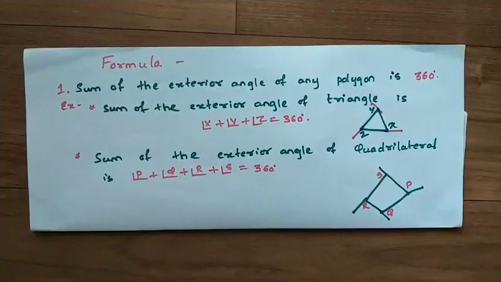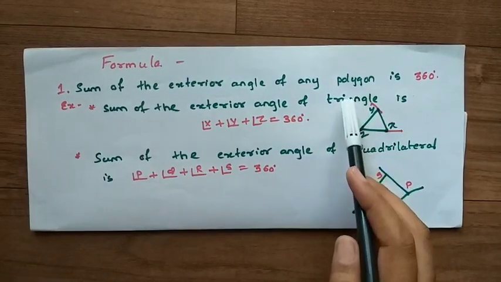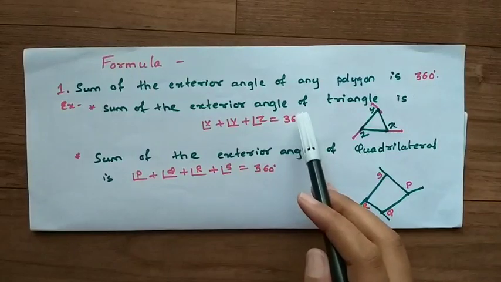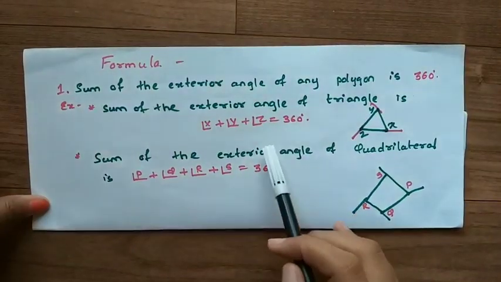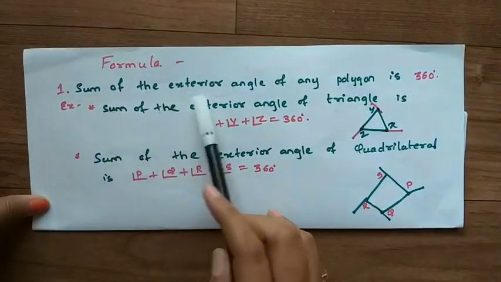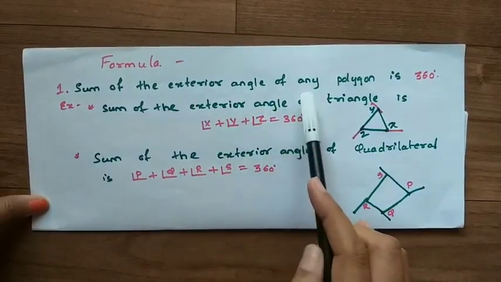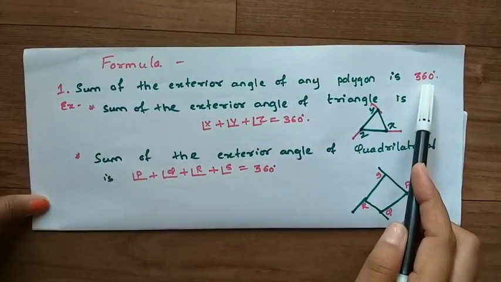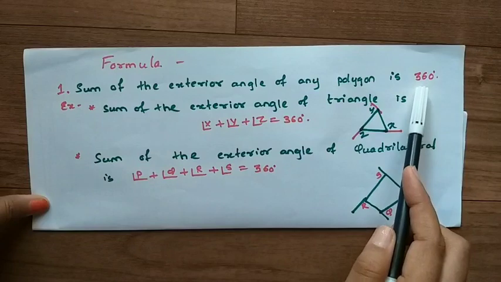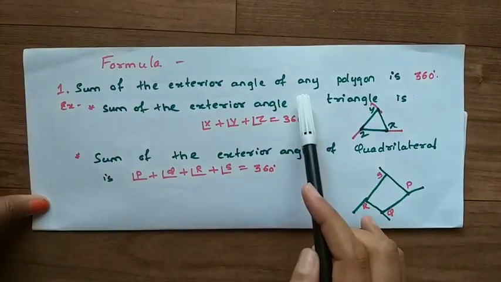Everyone, in this class we are going to study the formulas of the exterior angle of any polygon. In this exercise we have three formulas. The first formula is: the sum of the exterior angles of any polygon is 360 degrees. We already discussed this concept in the previous video.